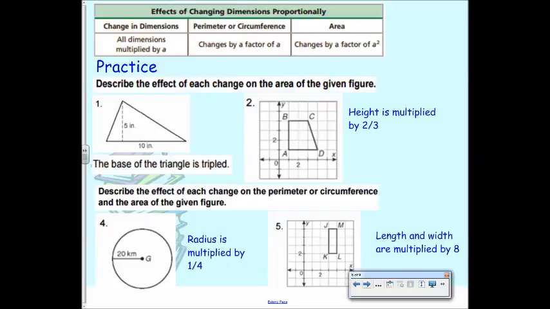Okay, go try these 5. This at the top is just telling you what I just wrote. So this stays the same. This one means the factor is squared. Go try those 4 at your boards. Remember, the answer is an actual description of the change.